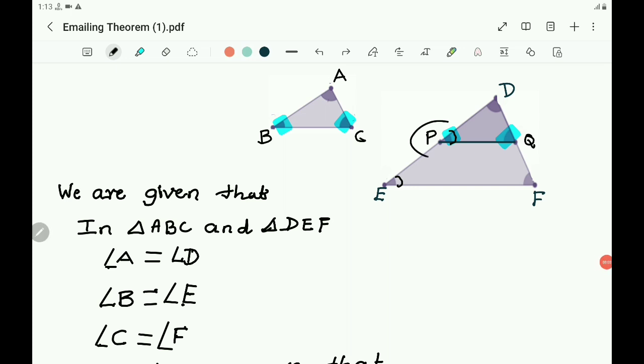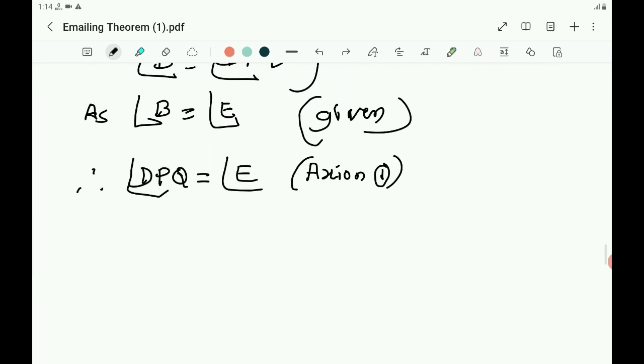Angle DPQ and angle E are the corresponding angles made by the transversal of PQ and EF. So PQ and EF become parallel here. As the corresponding angles made by the transversal of two lines are equal, then you can say that the two lines are parallel. Therefore, you can write PQ parallel to EF as the corresponding angles are equal. So you write what is parallel to what? PQ parallel to EF.